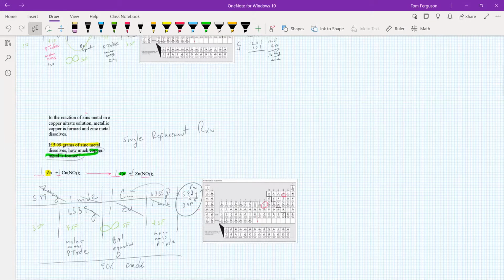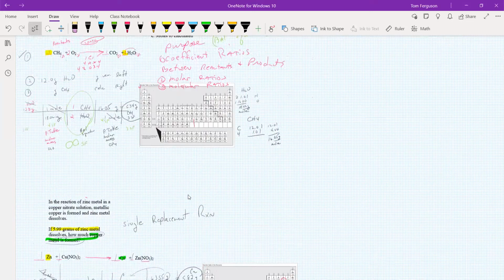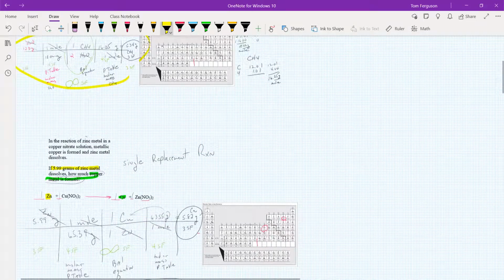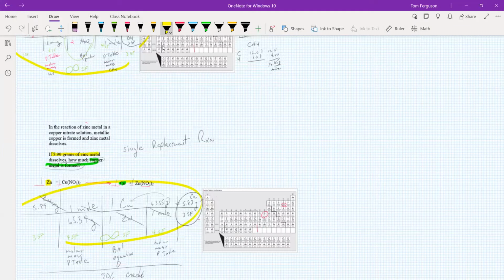Okay, all right, look at these two problems. Okay, look at this guy here. And then look at this one. Gee, don't those look similar? Really similar.